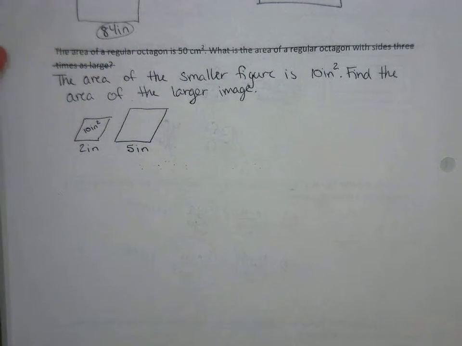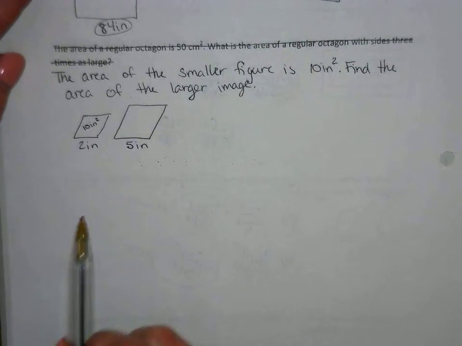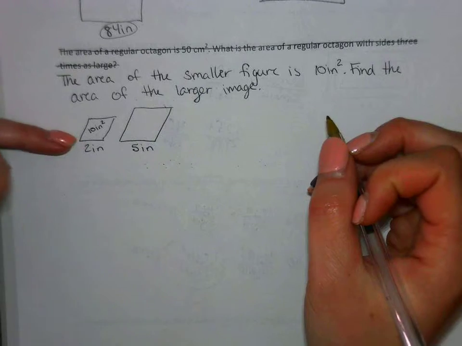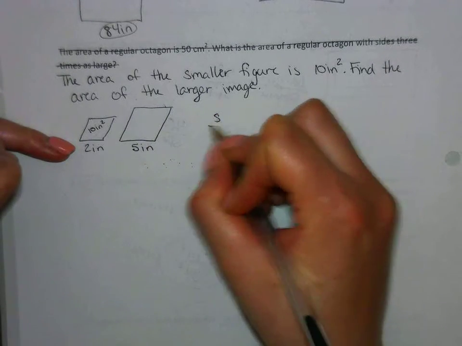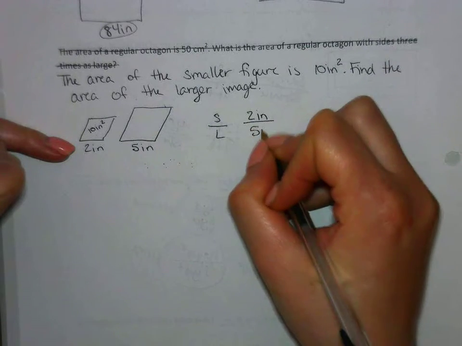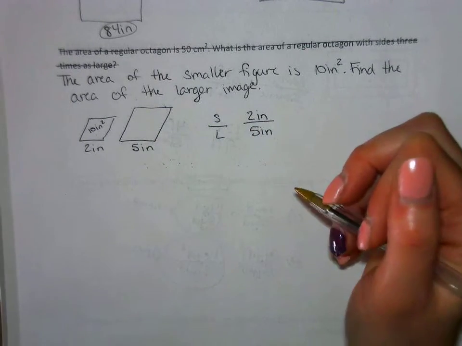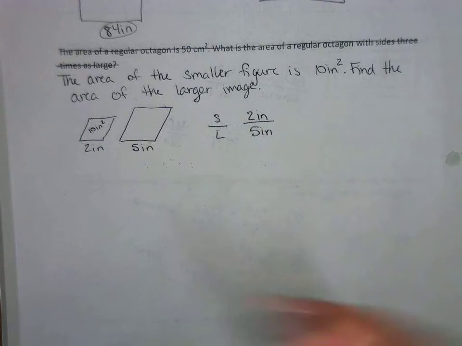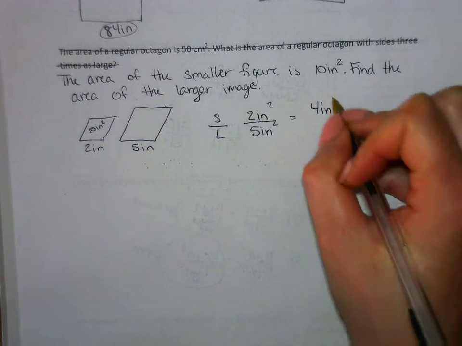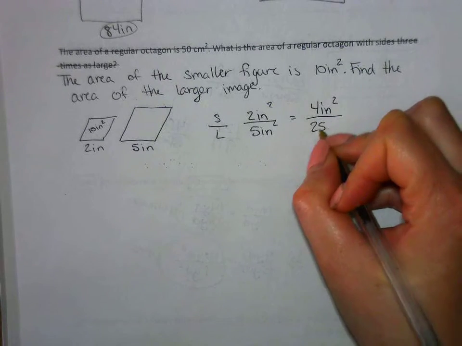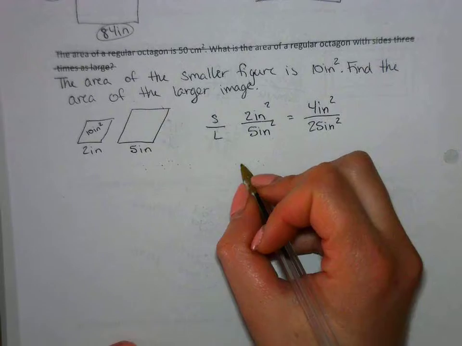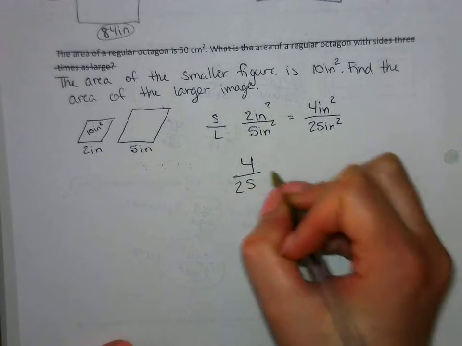The area of the smaller figure is 10 inches squared, and we want to find the area of our large figure. So first let's write our perimeter ratio, and we're going to do from small to large. So let's say it's 2 inches to 5 inches. We can't reduce, so from here, since we're going to need to find the area, let's square both. So we have 4 inches squared divided by 25 inches squared. So we're using the ratio of 4 to 25 for our area.